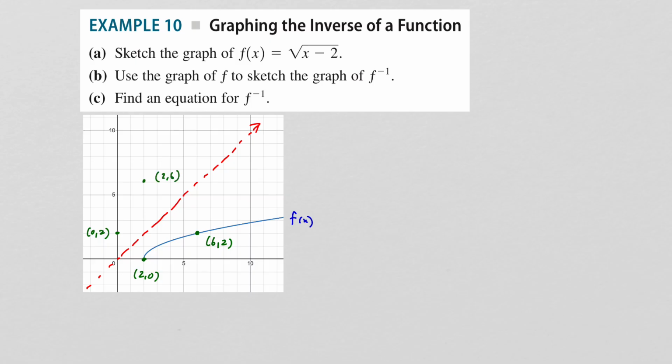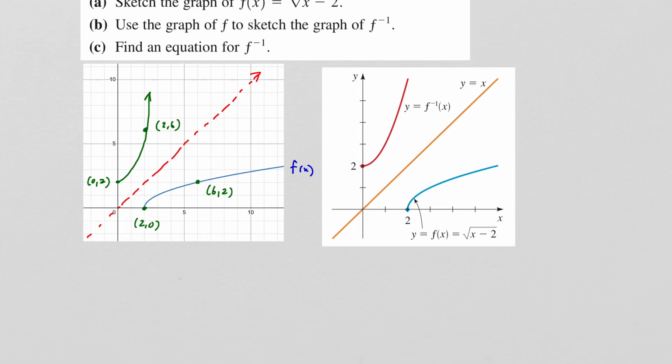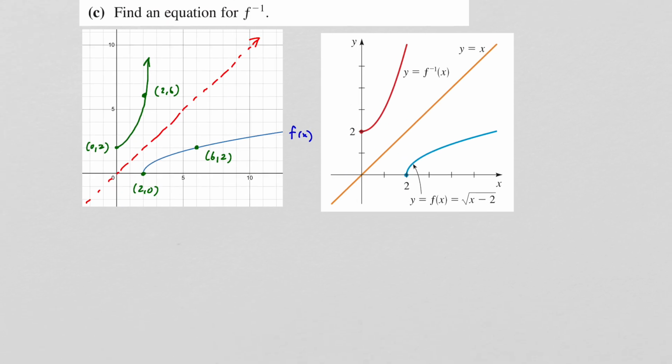And if I connect those in a way that makes this look like a mirror image of the other graph, we can see that the inverse should look something like this. Now let's bring in a nice picture. All right, so there is the graph of f and also the graph of f inverse. Now let's find an equation for f inverse.